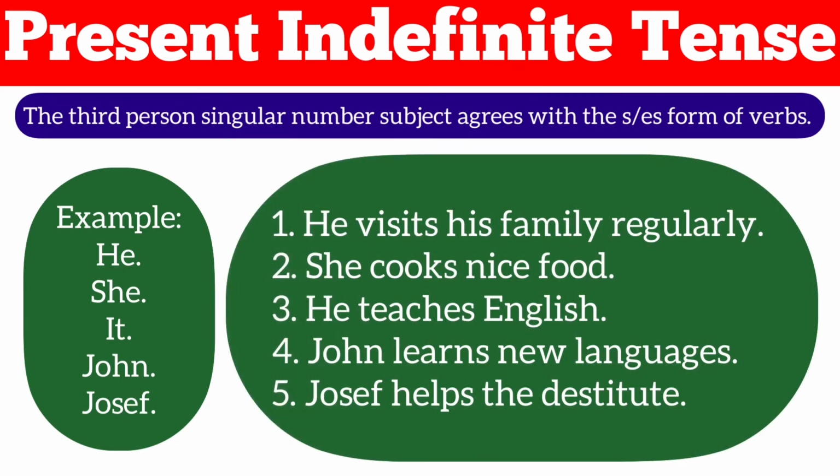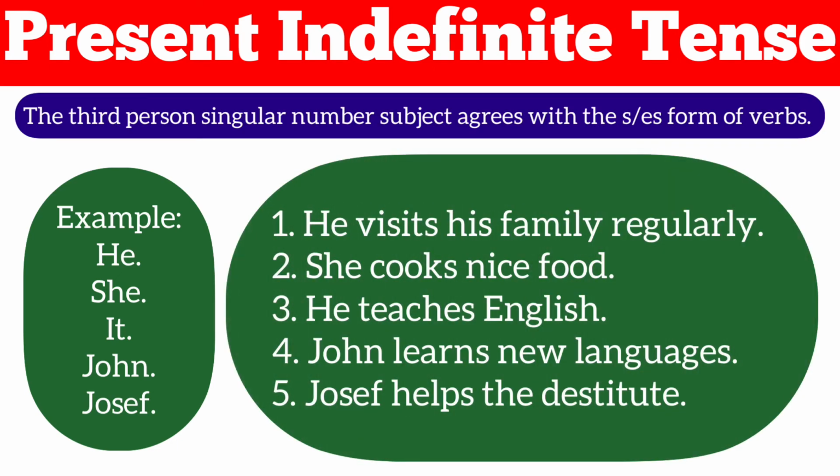He visits his family regularly. So he is a third person singular number subject and the verb visits has a S at the end. So it's a S form of verbs or ES form of verbs. He visits his family regularly. She cooks nice food. He teaches English. John learns new languages. Joseph helps the destitute.